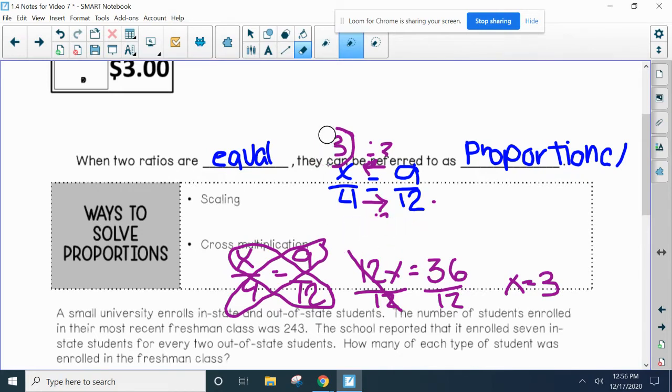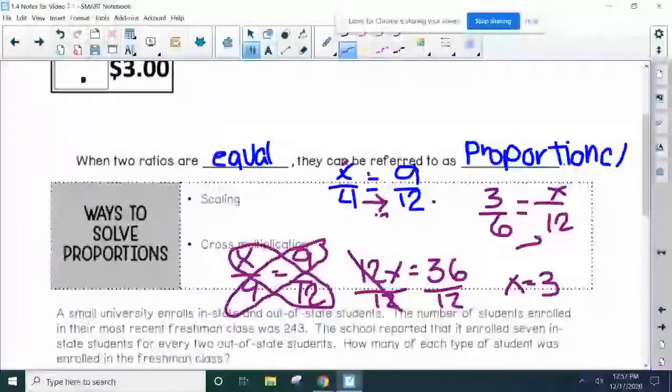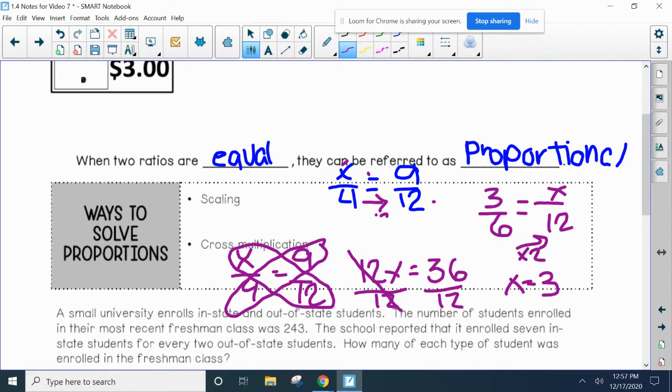Scaling isn't always possible because it might not be times the same number, so you might not be able to tell. So let's say I had 3 over 6, and something over 12. These are equal. Well, I know 6 times 2 gives me 12. So 3 times 2 is going to mean x is 6. So I just figure out that I have to multiply both by 2. But if this isn't a number that 6 evenly divides, that's when this butterfly method may be simpler.